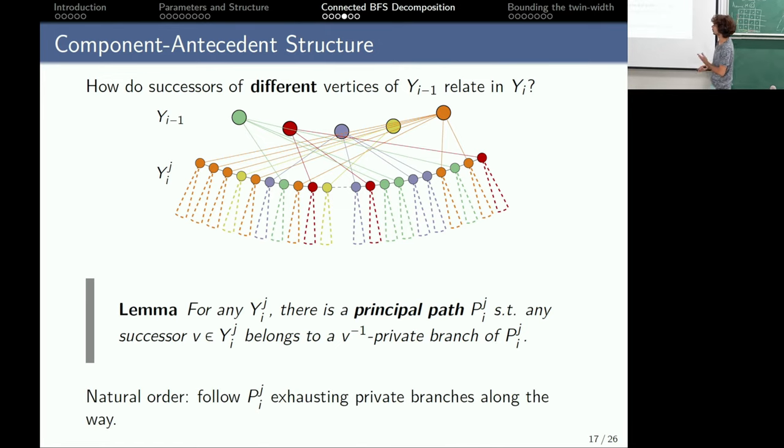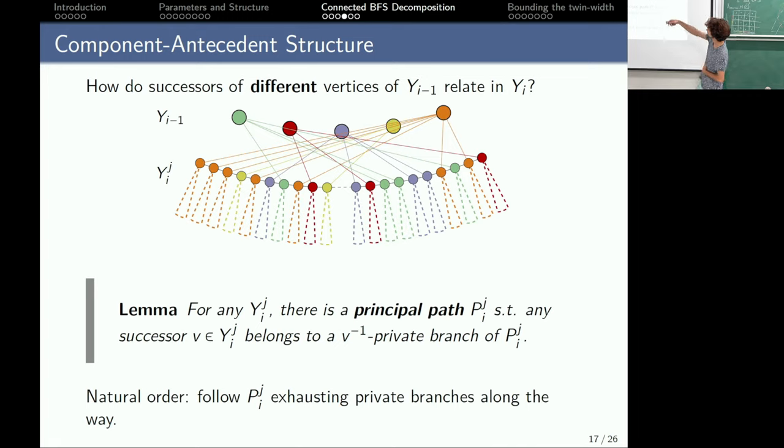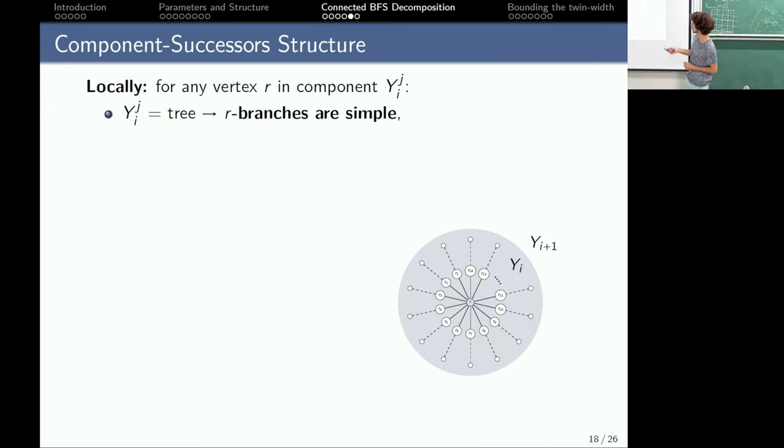So this already gives us some information. We want to use our order to follow this principal path, because it seems like one of the underlying structures of a layer with respect to its parents. And now we look locally. Here we're looking at how the children of different vertices relate, independently of how the parents are connected. But you can also look locally at any, so looking at what happens with connected subgraphs, right?